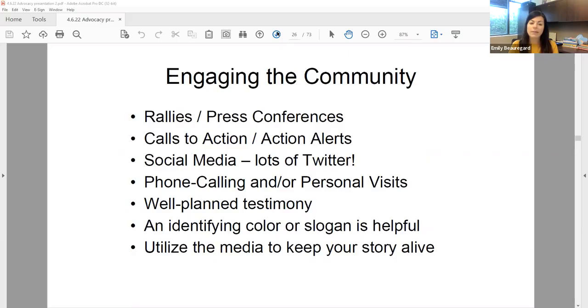There are lots of ways that we can make sure that we are doing that drumbeat in public, but also making sure that legislators are hearing from not just our organization or from you or a few people in your community, but from lots of different stakeholders. And these are some great ways of doing that.